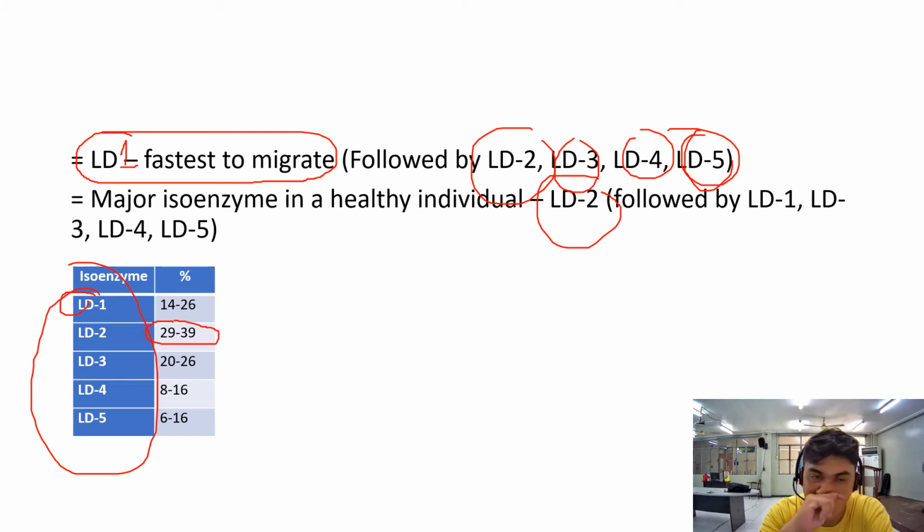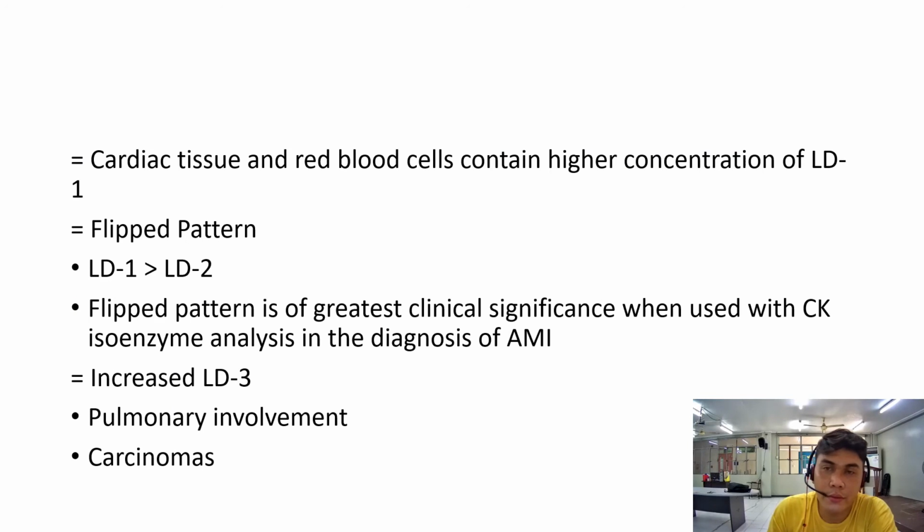Okay? So, in terms of concentration, the predominant one is LD2, followed by LD1, 3, 4, and 5, in a healthy individual. Okay? So, next, cardiac tissue and red blood cells contain a higher concentration of lactate dehydrogenase 1.